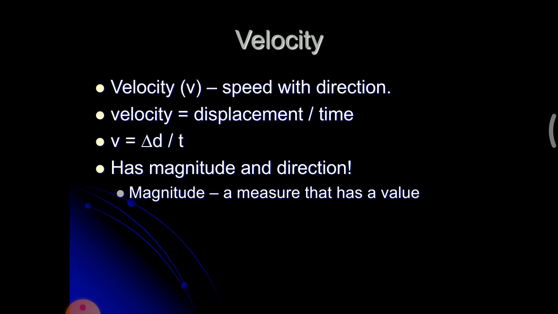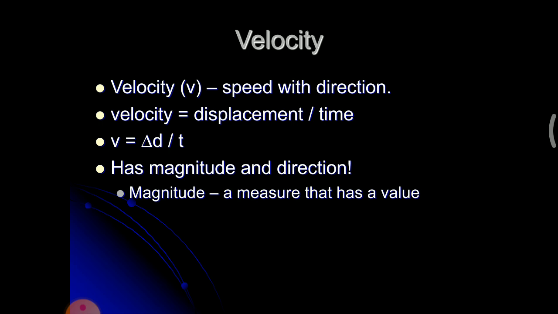The next term is velocity. Velocity is nothing but speed with direction. In other terms, we can say that velocity equals displacement by time. Velocity is represented by the small letter v, and the displacement is delta d, divided by time t.